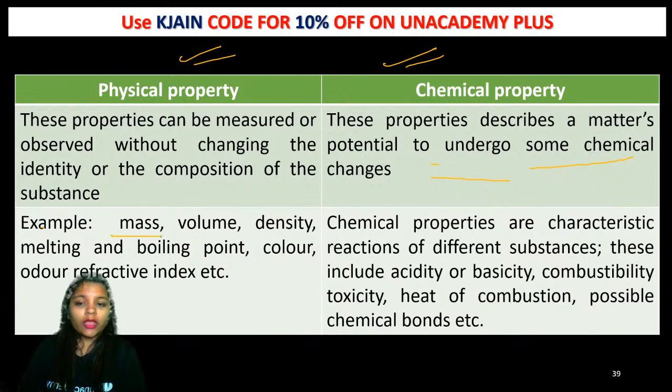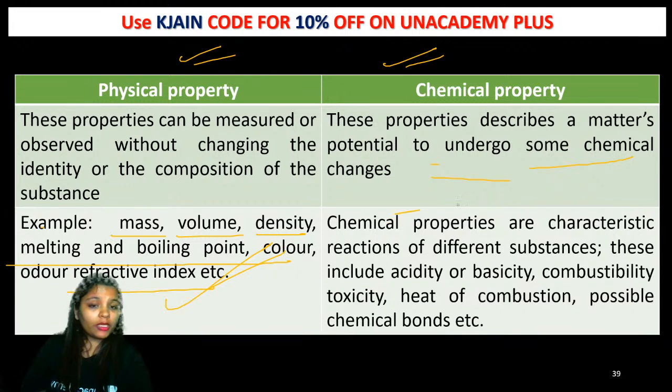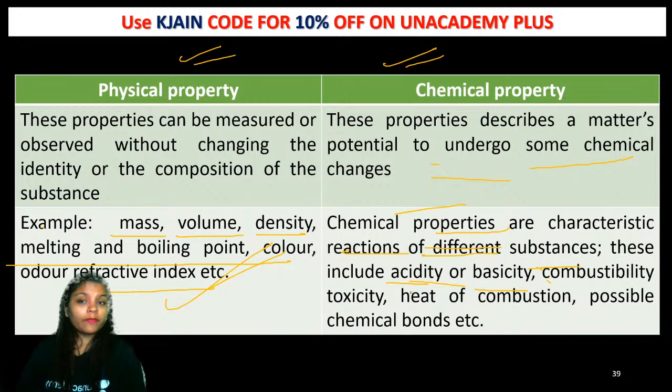Physical properties consist of mass, volume, density, melting point, boiling point, color, odor, refractive index. These are the physical properties. But if I talk about chemical properties, they sound like reactions, chemical reactions. They include acidity, basicity, combustibility. For example, one substance is combustible, another substance is not. How can we say that it is combustible or not? We can say that easily based on its chemical property, that it can burn, and that property is called a chemical property.